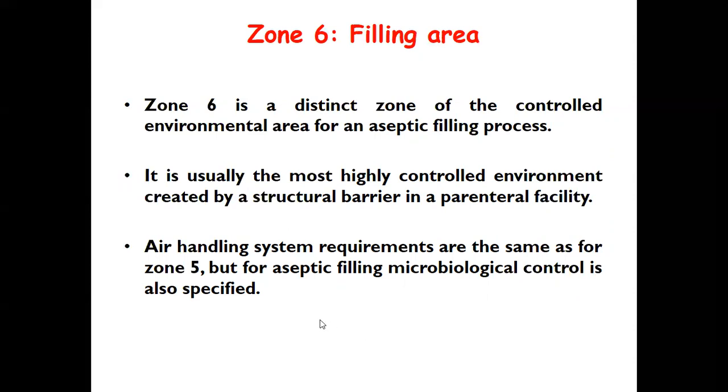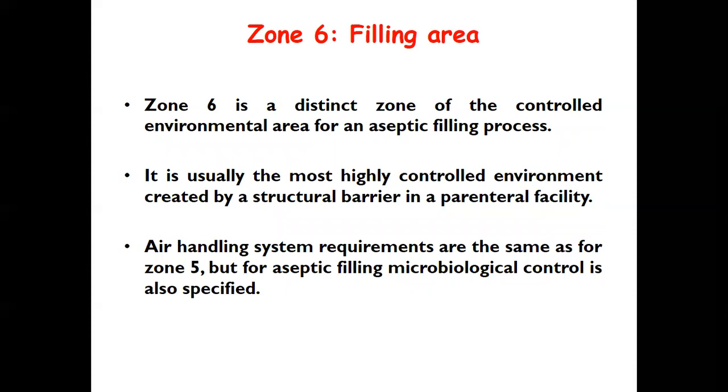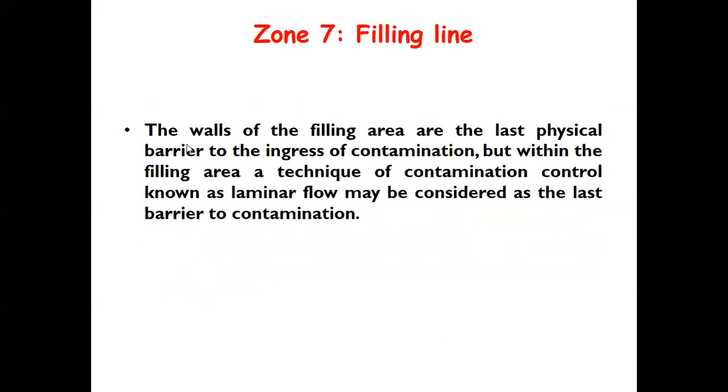So zone 5 is the clean area. So air handling system requirements are the same as for zone 5, meaning HEPA filters are also provided in the filling area, but along with this, aseptic filling microbiological control is additionally specified in zone 6, that is the filling area. Zone 7, filling line.